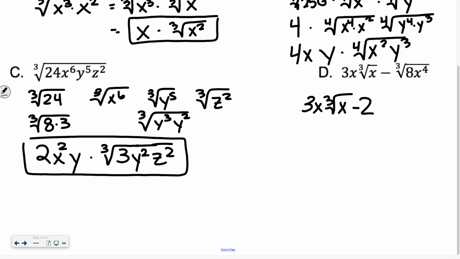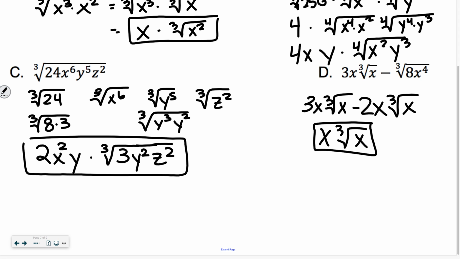Think about x to the 4 divided by 3. How many times does 3 go into 4? Once. So I can bring out an x to the 1st. If you do 4 divided by 3, what's your remainder? 3 goes in once. Remainder is 1. So then we have 1x left over. Are they actually like terms? Yeah. They're both x cube root x terms. I have 3 and I'm subtracting 2 of them. So I have 1 x cube root x, or x times cube root x.